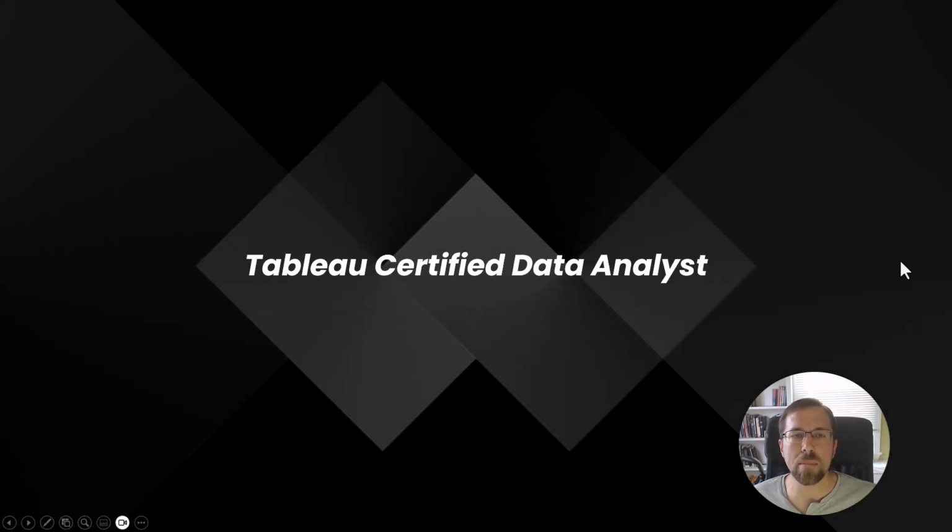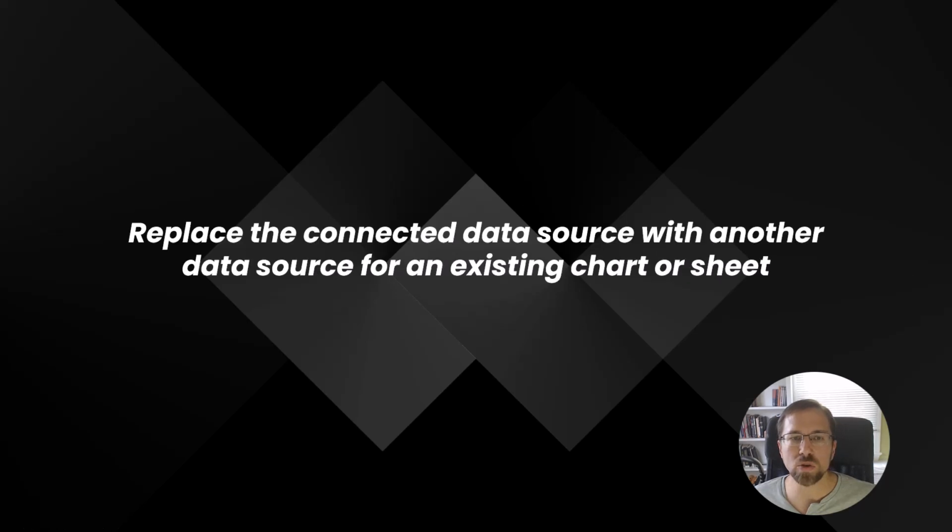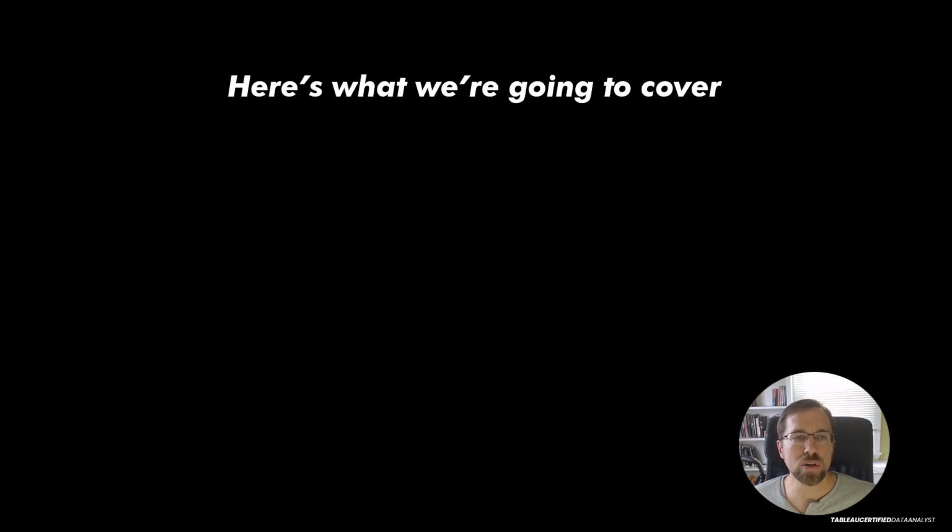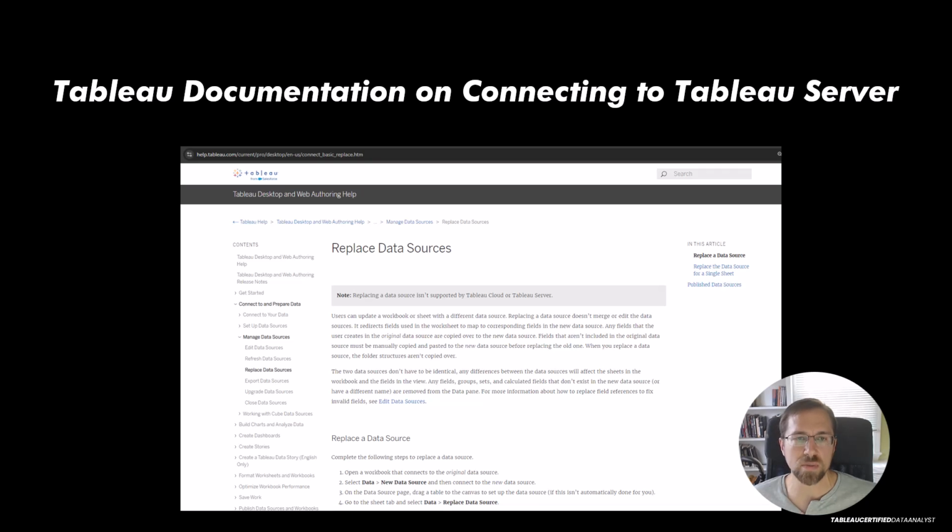We're going to be talking about replacing a connected data source with another data source for an existing chart or sheet. We're going to first do a demo and then I'm going to explain the steps. Before we get into that, I do want to show the documentation. I have a screenshot of the official documentation. I'm going to place a link to this documentation with the video. And now let's get into it.